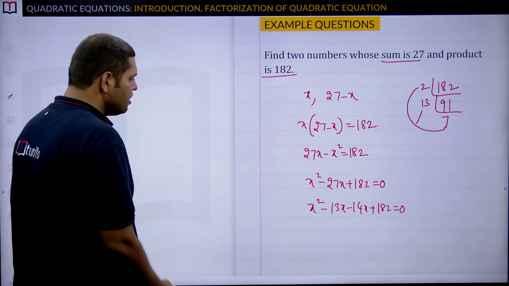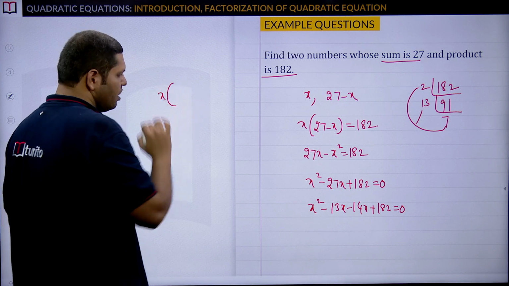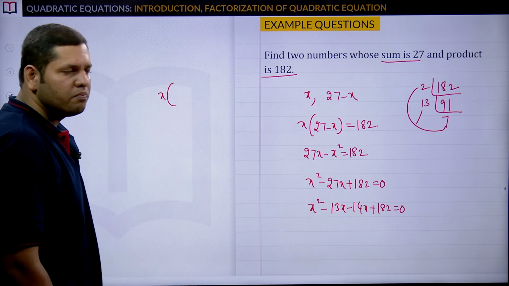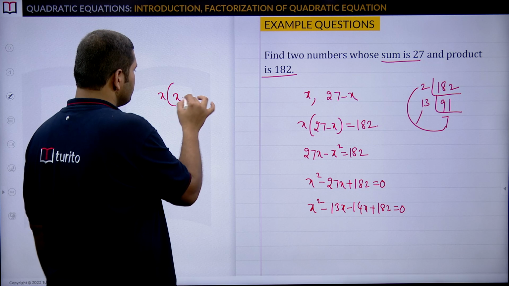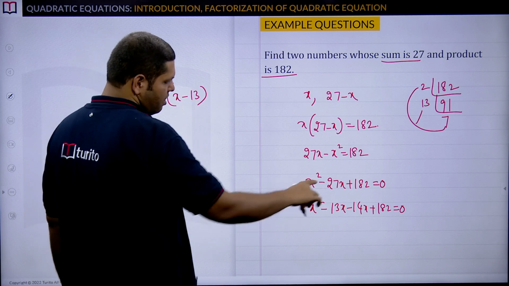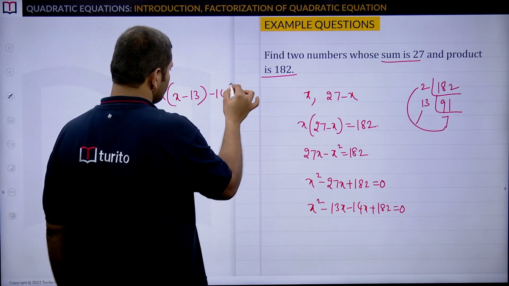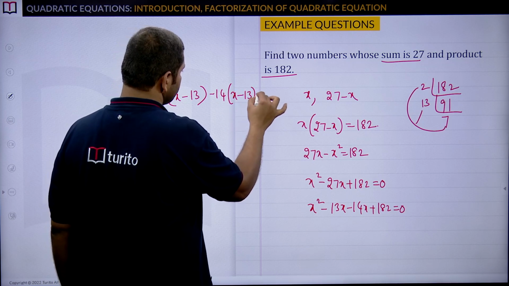Okay. Now, children, I am taking x common. If I take x common, that is x square minus 13, so this is x minus 13. And I am taking minus 14 common. So again it is x minus 13 equal to 0.